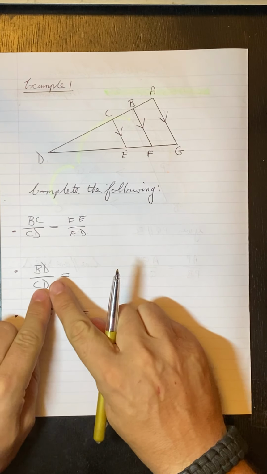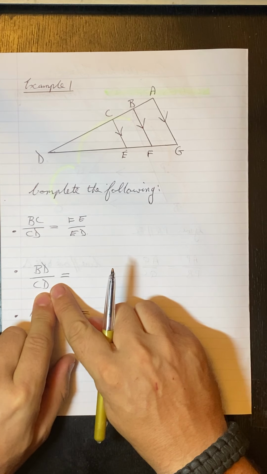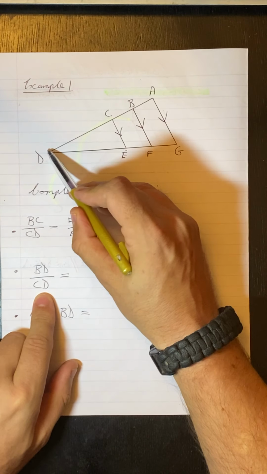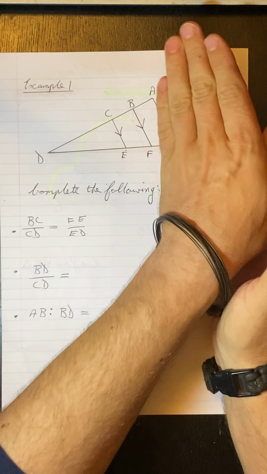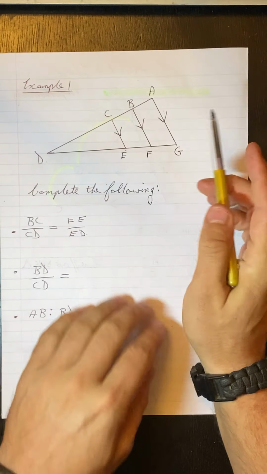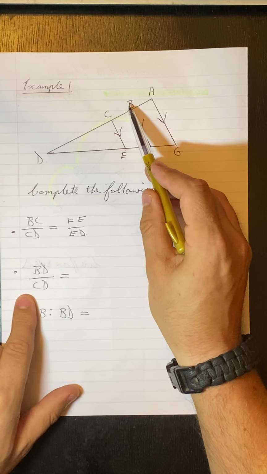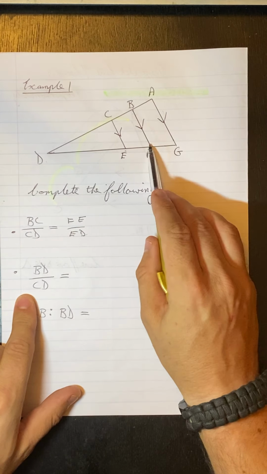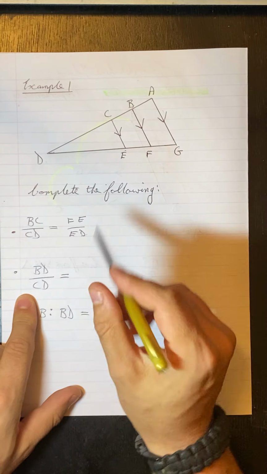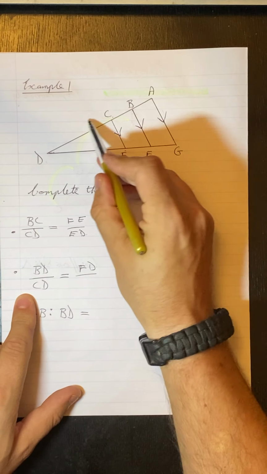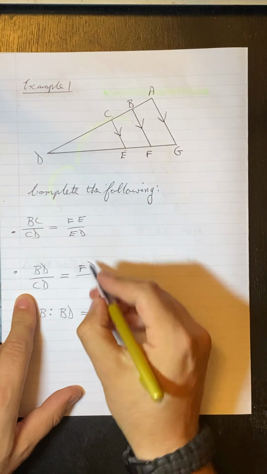Okay. If we have a look here now, they're asking us BD to CD will be equal to, so again, we can ignore that. We're just working with this DBF triangle. So let's go through it again. BD will relate to FD over CD ED.